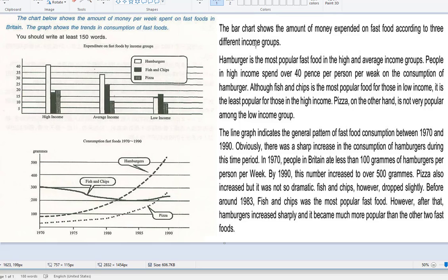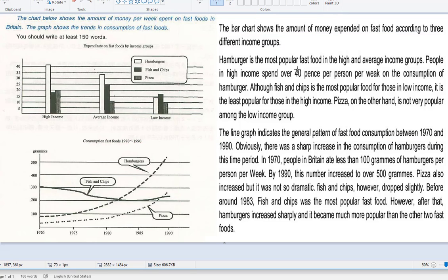Let's look at the overview. The bar chart shows the amount of money expended on fast food according to 3 different income groups. High income, average income, low income. Okay, fair enough. And then here, to talk about the line graph. The line graph indicates the general pattern for fast food consumption between 1970 and 1990. 1970, 1990, fast food consumption, yeah. I don't know why this is not put together, but okay, there it is in 2 different paragraphs.